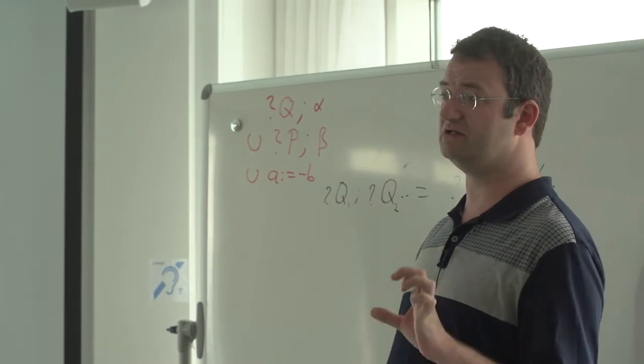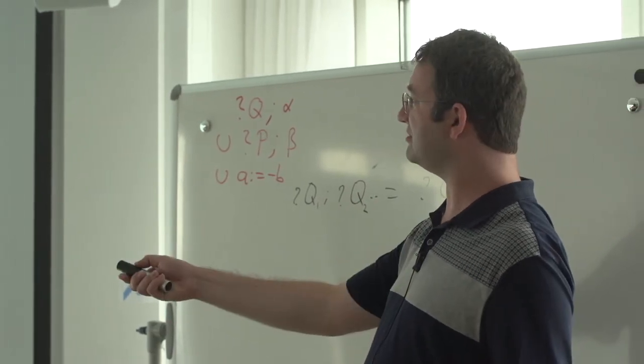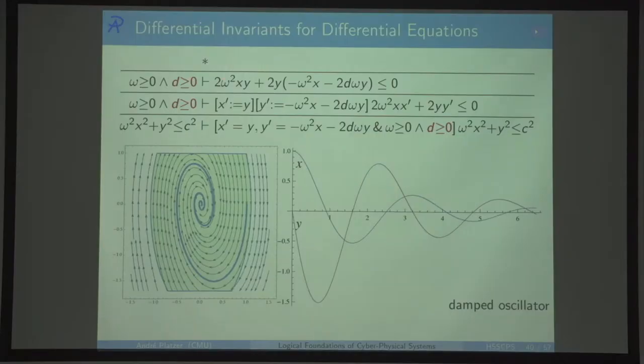To motivate the use of differential cuts, let us remember that we very much needed to know that the damping coefficient is non-negative for this proof to work out, because it isn't true for negative damping coefficients. In anti-damping cases, we don't stay inside this region, because then we're adding energy into the whole thing. This is just taking energy away.